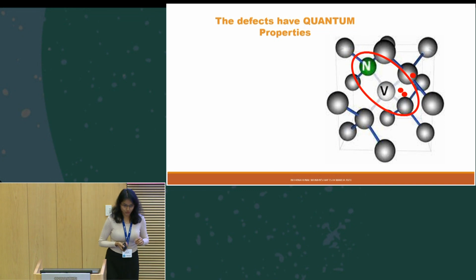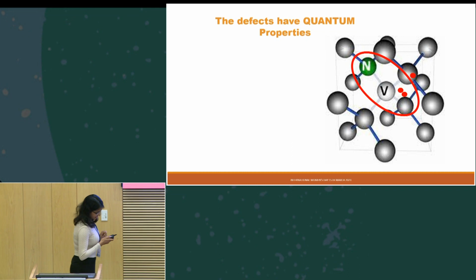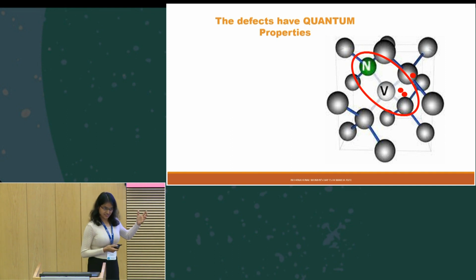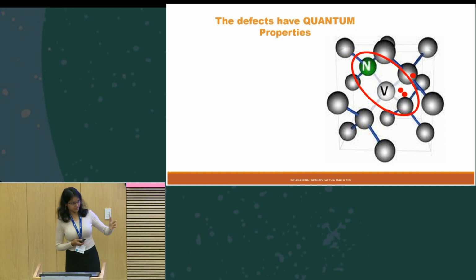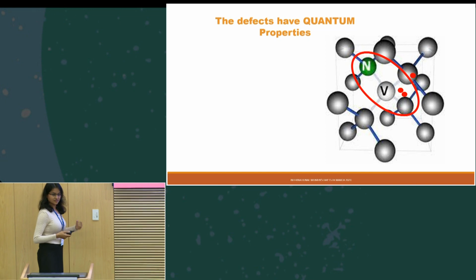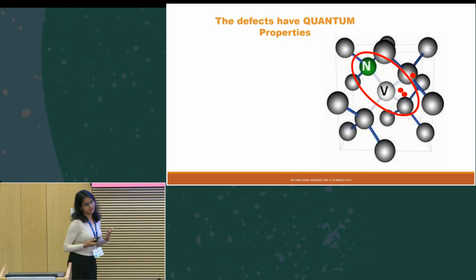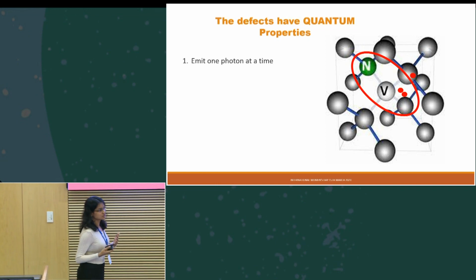Okay, so what are the properties? Let's explain one by one. This arrangement, as I mentioned before, is the nitrogen vacancies. When you shine a light, they absorb something and they re-emit. What does re-emitting mean? It means they re-emit in terms of light.